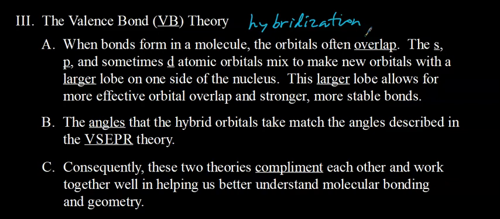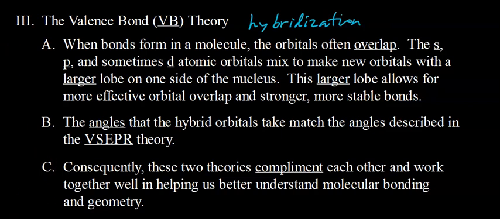So it says in letter A, when bonds form in a molecule, or this could be in a polyatomic ion as well, the orbitals often overlap. We're talking about the atomic orbitals. The s, p, and sometimes the d atomic orbitals mix to make new orbitals with a larger lobe on one side of the nucleus. Now, this larger lobe allows for more effective orbital overlap and stronger, more stable bonds.